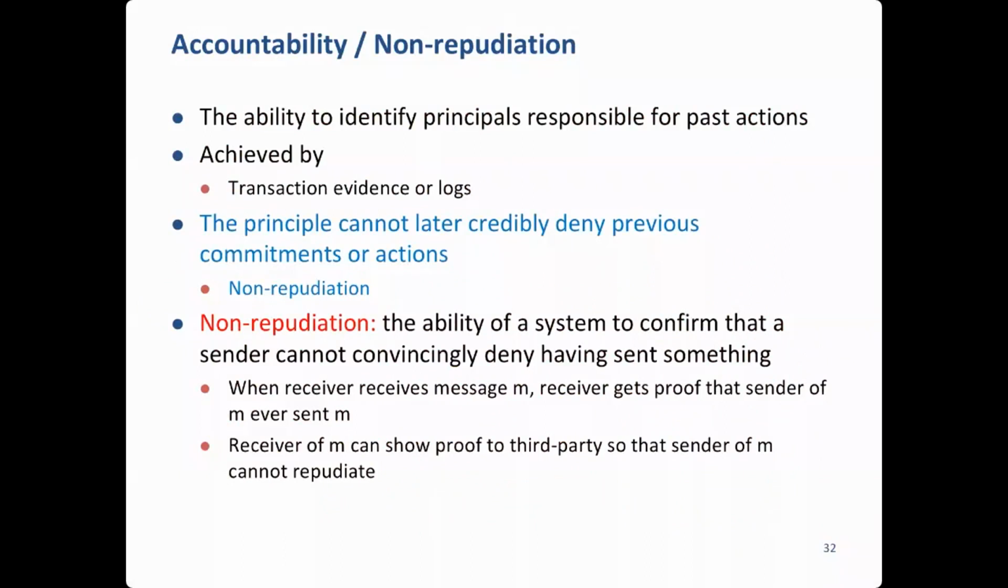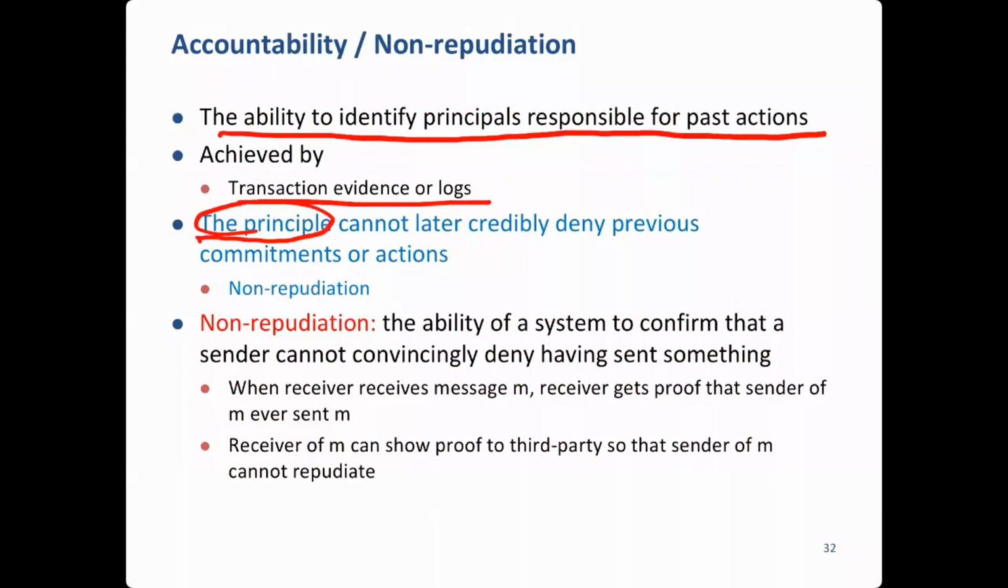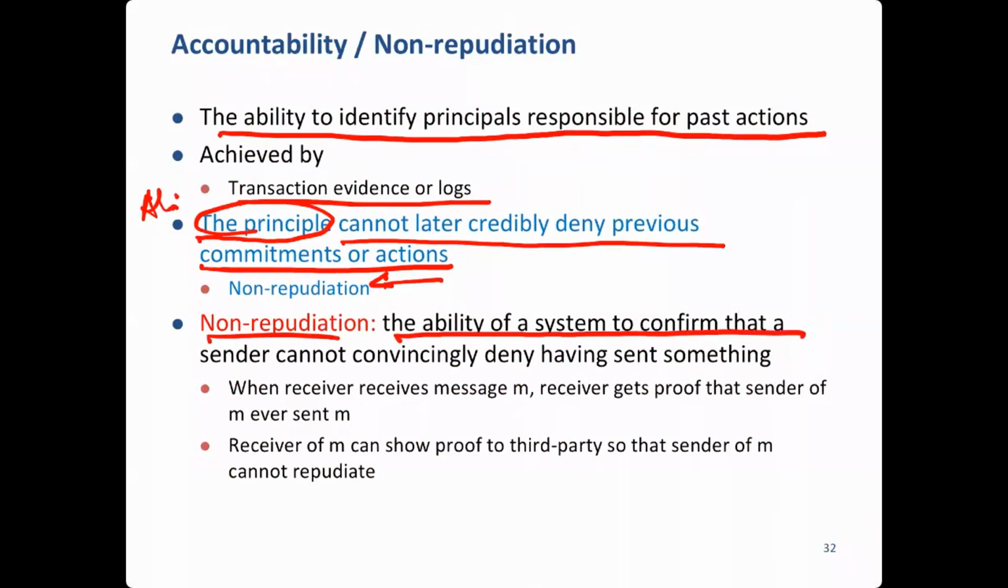So this is the ability to identify principals responsible for past actions. Okay, it's achieved in general by transaction evidence or logs. So the principal, in this case Alice, cannot later credibly deny a previous commitment or action, and that's called non-repudiation. Non-repudiation is the ability of a system to confirm that a sender cannot convincingly deny having sent something. All right. Okay. So how do we achieve this on the internet?